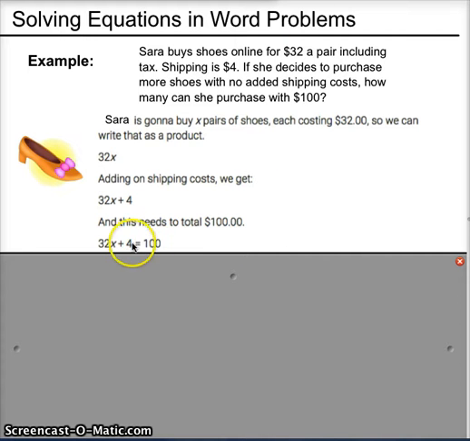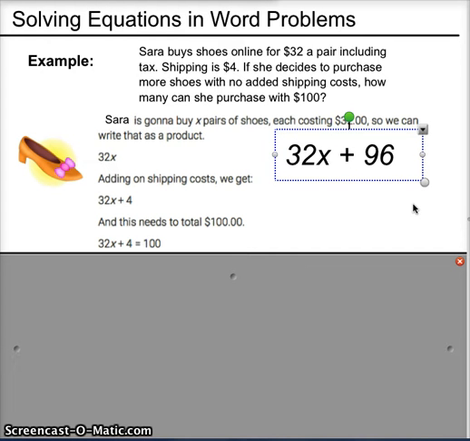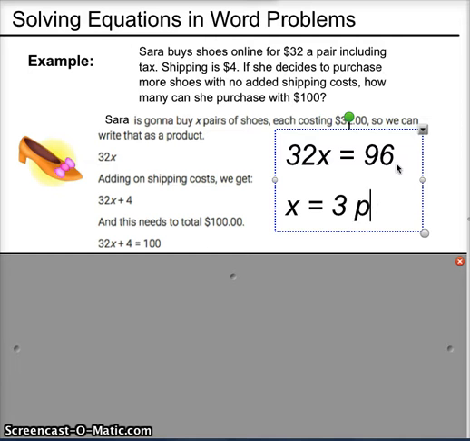Now you can subtract 4 on both sides, and we end up with 32x equals 96. Divide by 32 on both sides, and we see that x equals 3. And in this case, x is the number of shoes, so she can buy 3 pairs of shoes.